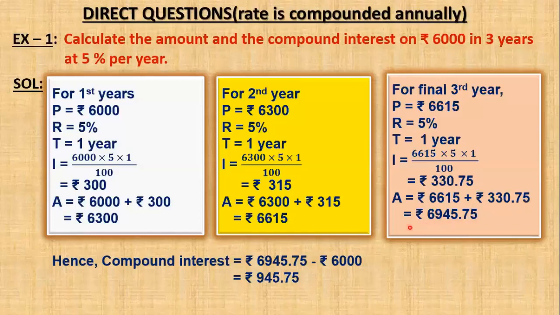that is equal to rupees 6,945.75. Hence, the compound interest is equal to the final amount minus original principal. Final amount is 6,945.75 and the original principal is rupees 6,000. So, the compound interest is equal to rupees 945.75.